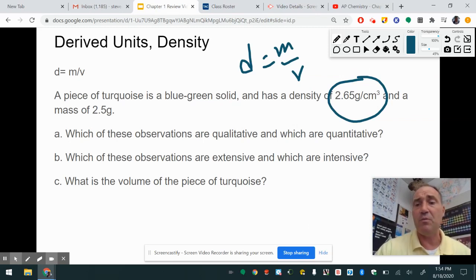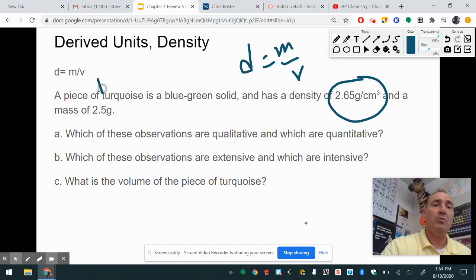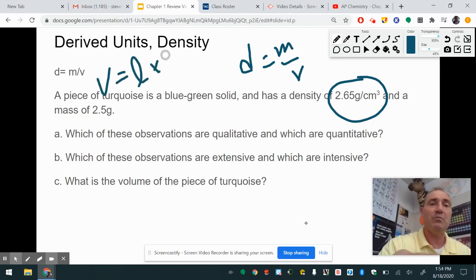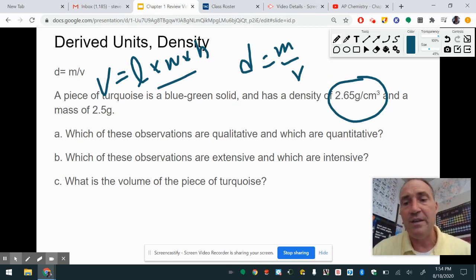So cubic centimeter is a way we express volume. Remember, volume is equal to length times width times height. And all of these are actually derived units. You see, it takes more than one unit to describe it. That's a derived unit. So if I'm just measuring the length of this stylus, I can use centimeters or meters or whatever. But if I'm trying to measure my speed, I have to use miles per hour, meters per second, something along those lines. It takes 2 units to describe those things.